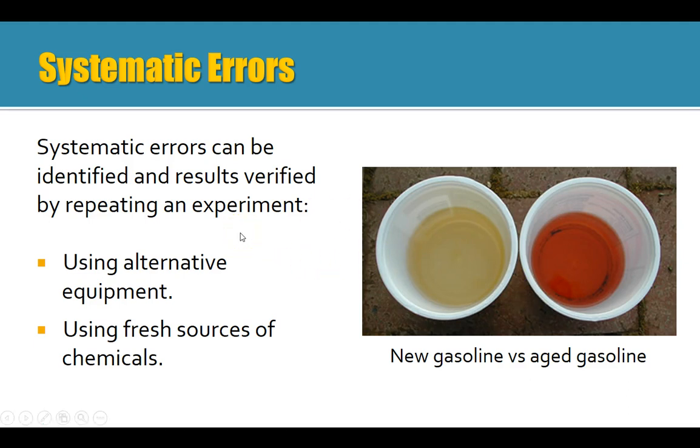So we can determine whether there is a systematic error present by repeating the experiment and using alternative equipment or fresh sources of chemical. So if we're using gasoline in an experiment, for example, if you look at new gasoline compared to aged gasoline, it's going to have a different effect whenever we collect our results, because with the aged gasoline, something has happened that's changed the way that it interacts with the environment around it, and it's not going to give us a true representation of how gasoline works properly.